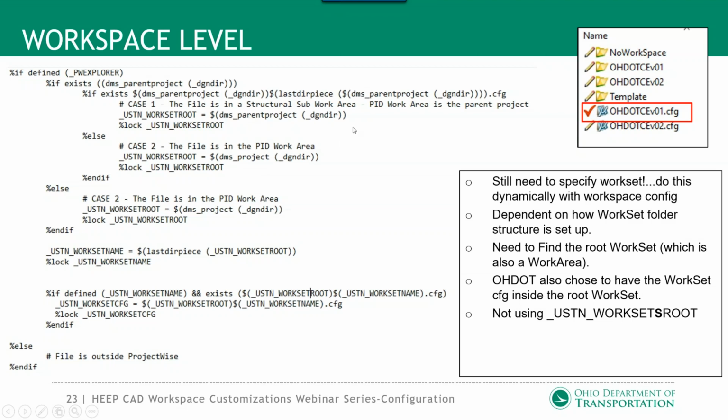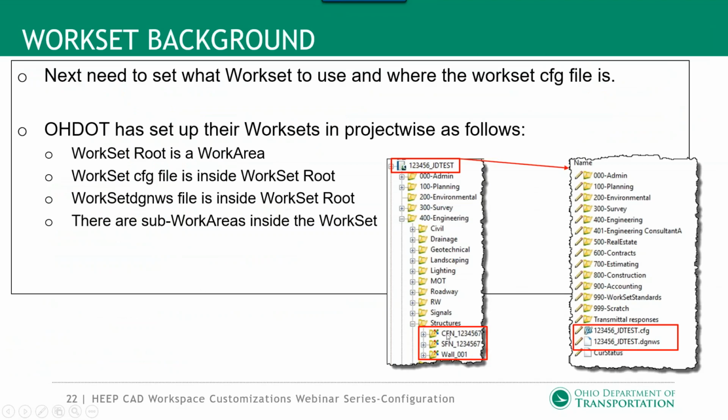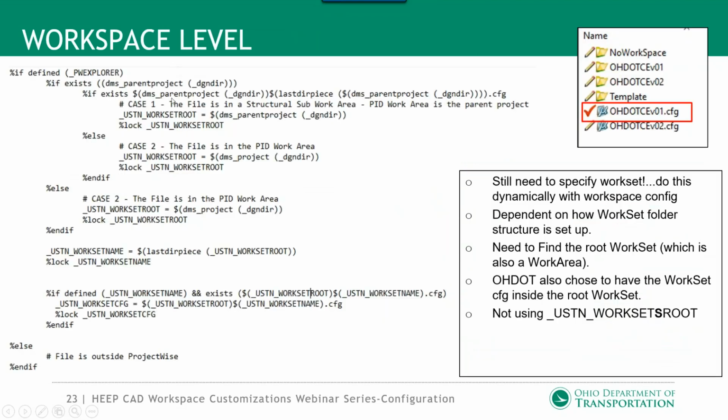Why that's important is because I just mentioned we have sub work areas. So if I open a file inside here, I need to find this folder, which would be two up. If I'm somewhere in here opening a DGN, it's only one up. So the first thing I'm going to do is say, hey, check the parent project, two work areas up. Does it exist? If it does, does this workset config file exist? If it does, then set my workset root to this location. If not, then I must be in like case two, where the root folder is just that first work area that you find.